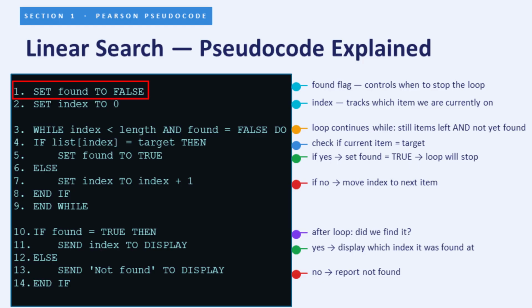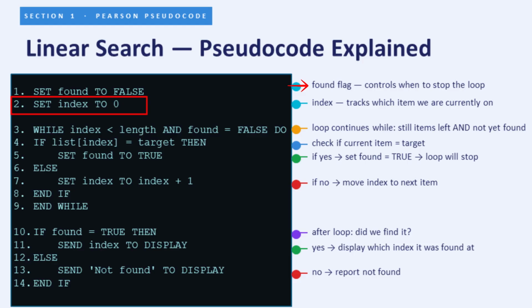Line 1, set found to false. This creates a variable called found and sets it to false. This is called a flag variable. It is like a switch. Right now the switch is off, meaning we have not found the target yet. The flag will be turned on, set to true, as soon as we find it.